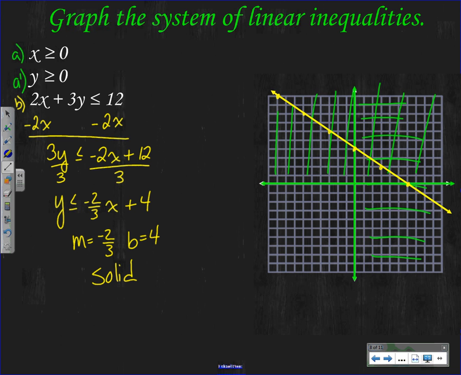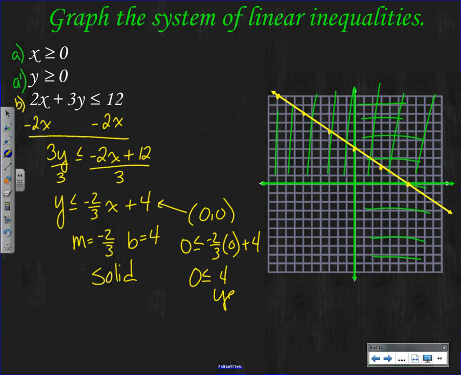Pick a point that is not on my yellow line. It can be on my green line, it just can't be on my yellow line. So I'm going to pick the point 0, 0, and I'm going to plug it in right here. So it says 0 is less than or equal to negative 2/3 times x, which is 0, plus 4. So is 0 less than or equal to 4? Well, yes, it is, so that's true. So that means I'm going to shade in the part that contains 0, 0, which is this part right here.